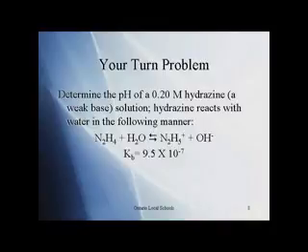I'd like you to determine the pH of a 0.20 mole per liter hydrazine, which is a weak base solution. And hydrazine reacts with water in the following manner: N2H4 plus H2O will yield N2H5 plus and OH minus. So here water acts as a Bronsted-Lowry acid, donating a proton, an H plus, to the Bronsted-Lowry base, hydrazine, N2H4. And our Kb value for this is 9.5 times 10 to the negative 7th.